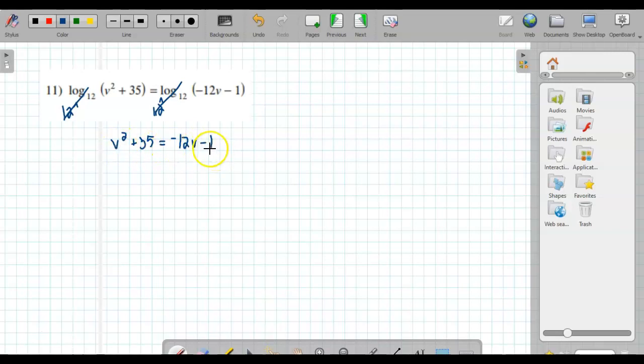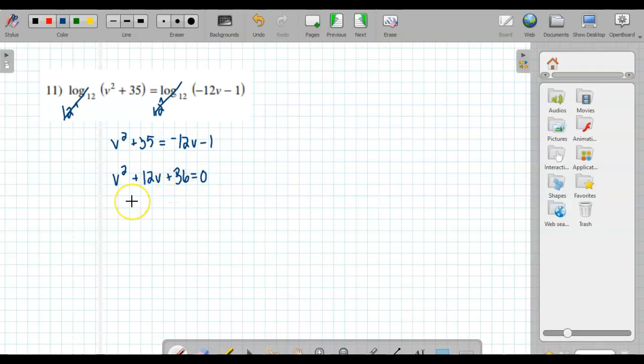Let's look at what we'll do. First step to solve a quadratic is to move everything to one side. So I'm going to move everything over here to the left side. So v squared plus 12v, and then I'm going to add that 1, so plus 36 is going to equal 0.